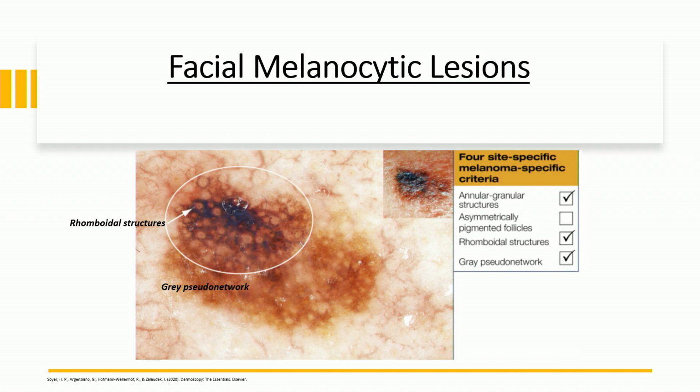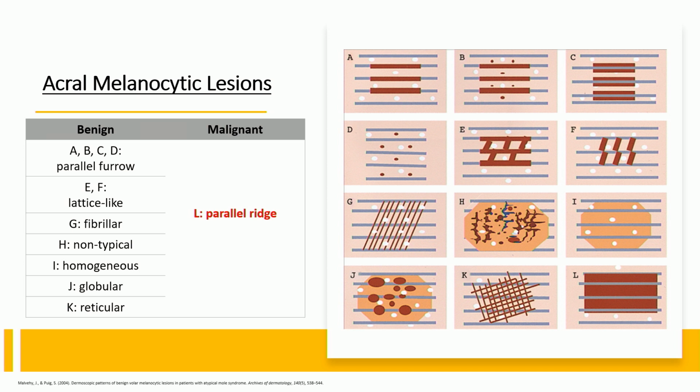And this one ticks 3 out of 4. You've got these rhomboidal structures, and then this is the gray pseudo network. And it's got a lot of rhomboidal structures and gray pseudo network as well. So that's the face. Now we're moving to the palms and soles.